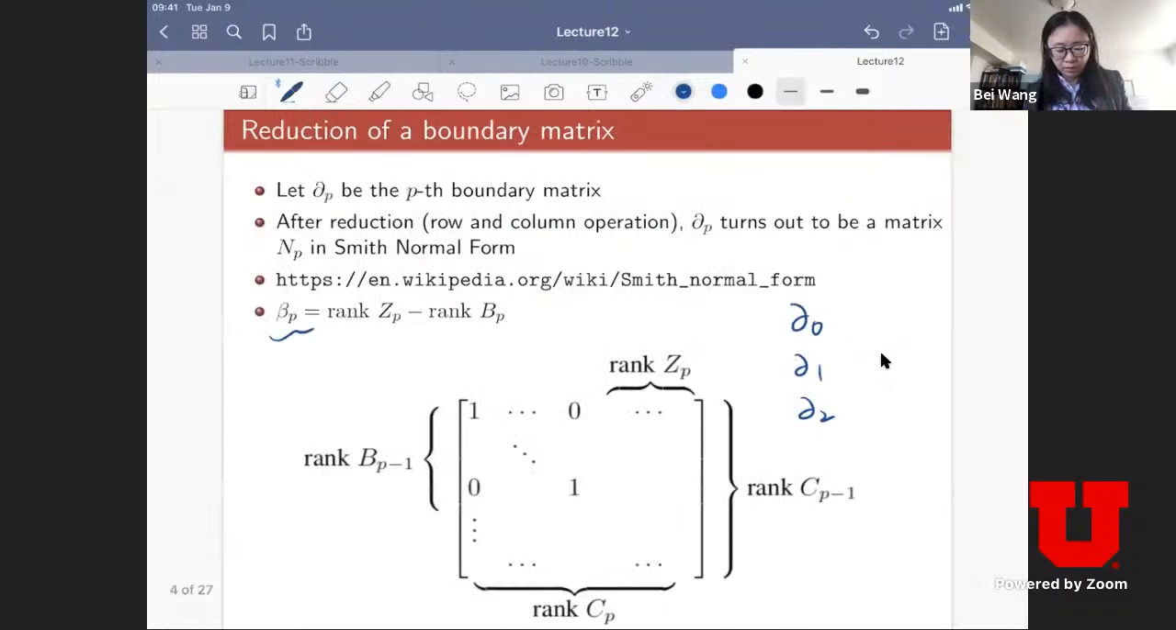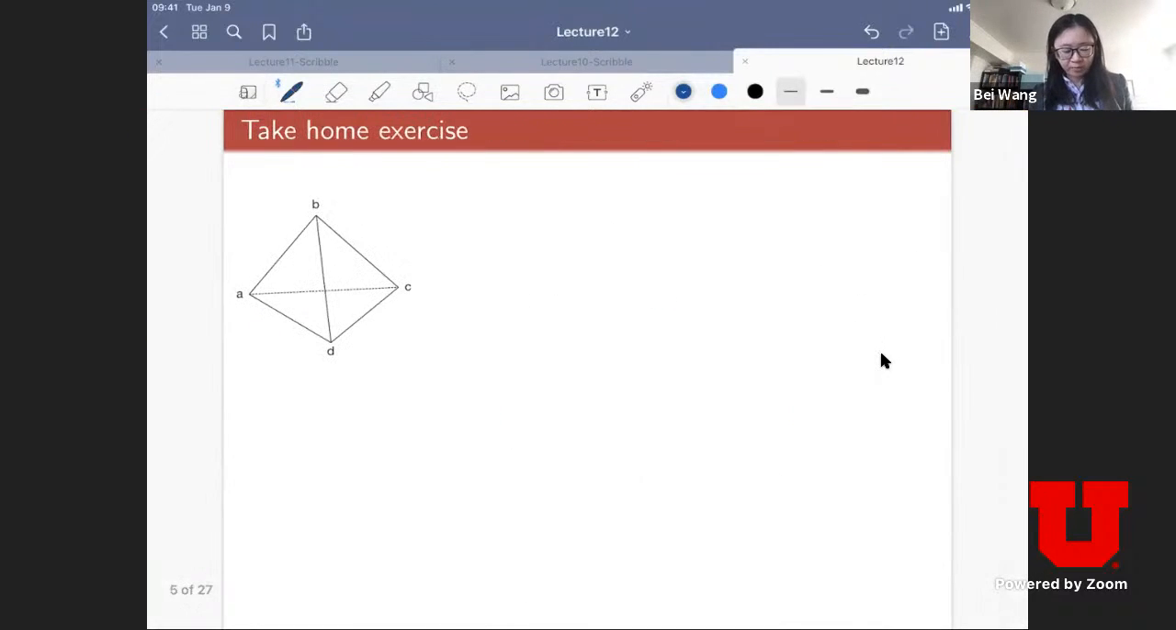So what we want to do is to reduce the boundary matrices through Smith normal form, and then read off the rank of it. Okay. So let's be very precise. Once you have a reduced matrix, if your current matrix is dimension p, then the number of empty columns is the rank of Zp, which is the rank of the cycle group. And then the number of non-empty rows is the rank of the boundary group, but one dimension lower.